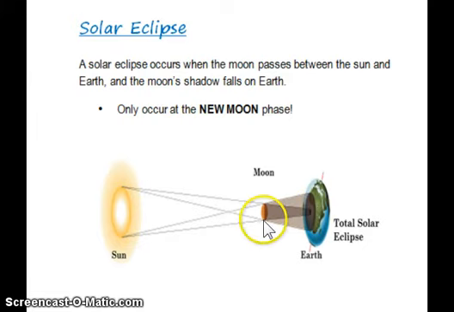Now, if you notice here, the moon is a lot smaller than the Earth, so the amount of people that can see a total solar eclipse is a lot smaller than the amount of people that can see a total lunar eclipse. This can only happen during a new moon phase.